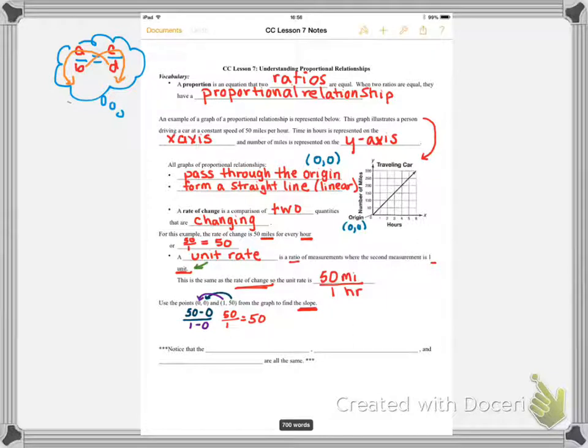So again, noticing that we now have 3 different descriptions for the same quantity. We have rate of change, we have the phrase unit rate, and the word slope, and they are all the same.